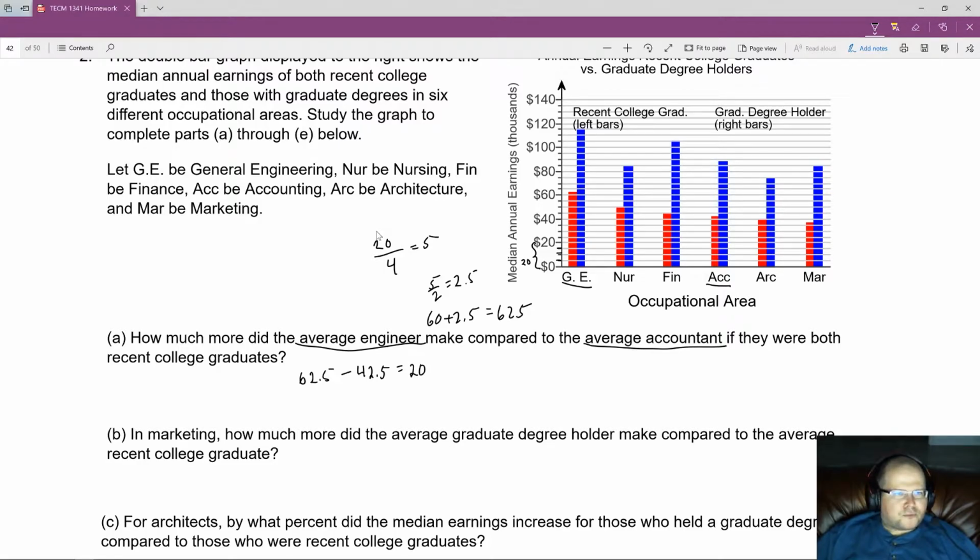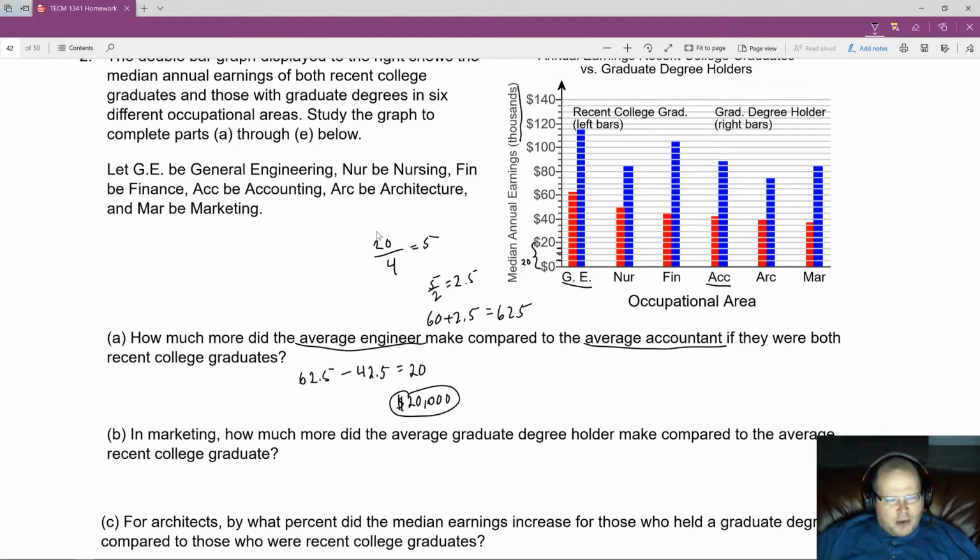Now, how much more did the average engineer make? Now, it's not really 20 because this is really in thousands. So no, it's sideways, but it is in thousands. So the difference is really $20,000 per year. So depending upon how they want you to enter the answer, you probably want to put the 20,000 instead.